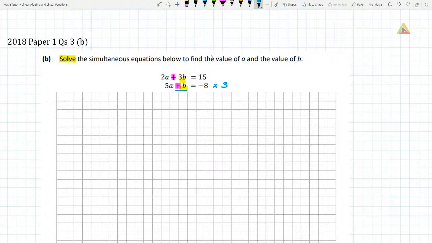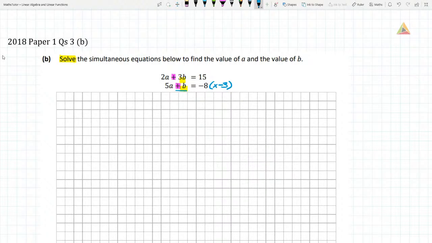So this is solving by elimination. So I have to be able to get rid of those b's. So what that means is I'm going to say, well, I need one of them to be a plus and one of them to be a minus. And since I'm already multiplying the bottom line, I'm going to multiply by minus 3 rather than multiplying by 3.